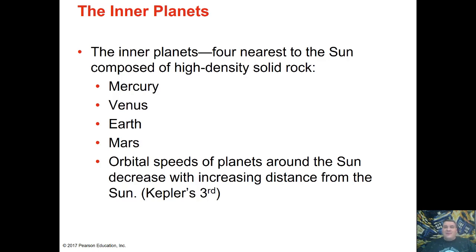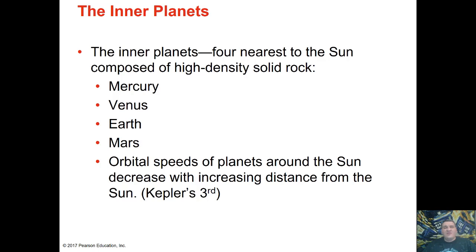So on to the inner planets. So again, the four inner planets are Mercury, Venus, Earth, and Mars. That's starting with the one closest to the Sun, going to the one farthest from the Sun. All of these have relatively high densities and are made of rock and metal. As we look at how fast these planets orbit, we see that Mercury orbits the fastest, and then it decreases with greater distance. So Mercury orbits the fastest of these planets, and Mars orbits the slowest.